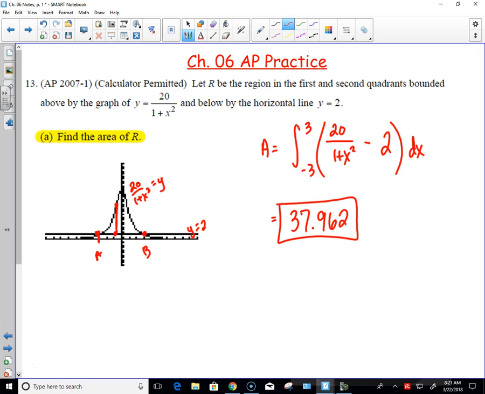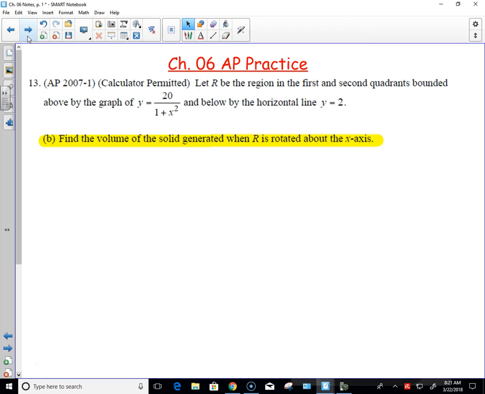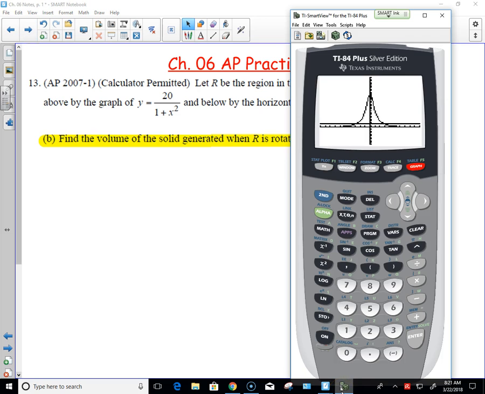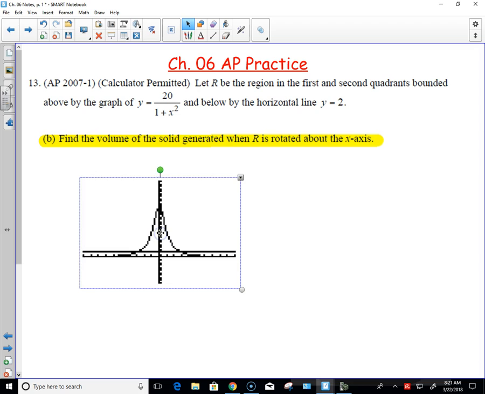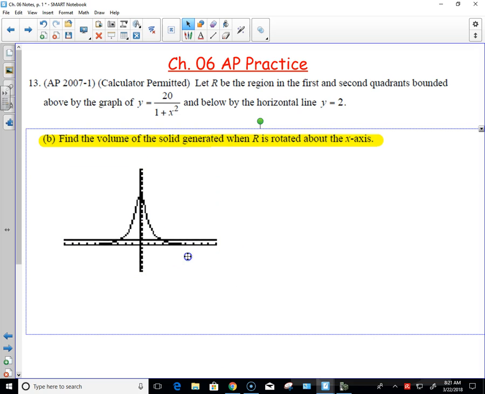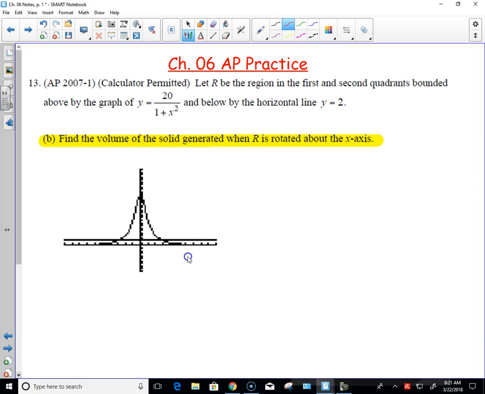Okay, so what was letter B asking? The volume but rotated, that's key, right? The volume but rotated. My calculator can be kind of cool sometimes. So we have this region, right?